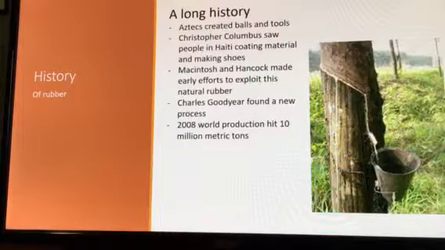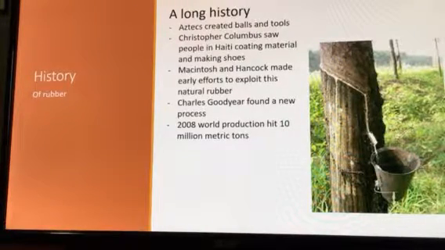Some early efforts to exploit this natural rubber by McIntosh and Hancock helped push the industry forward, but it wasn't until 1839 when it really took off. This was due to Charles Goodyear's work. His invention of vulcanization, which compounded rubber with white lead and sulfur through a curing process, caused cross-linking to occur, allowing the rubber to have much better properties.